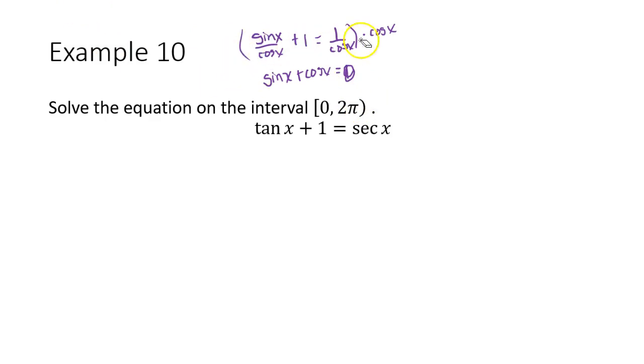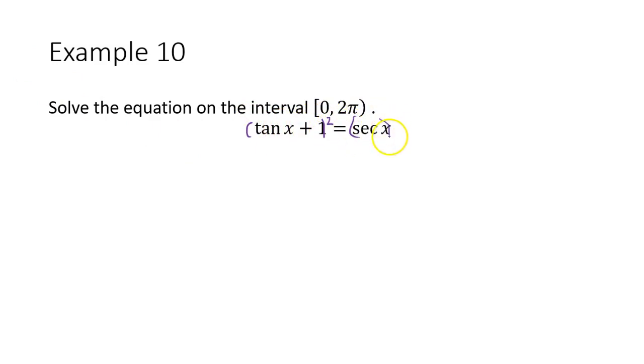So if you run into a situation like this, another option that you have is to raise both sides of your equation to the second power. So we can square both sides. And that's what I'm going to do here. All right, let's look at what that's going to look like. We're going to take the tangent plus 1 and raise it to the second power. And then we're going to take secant and raise it to the second power. On the left, this is going to give me tangent x plus 1 times tangent x plus 1. And on the other side, we have secant squared of x.